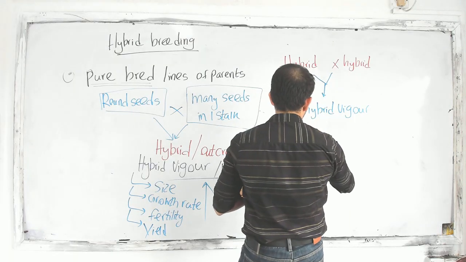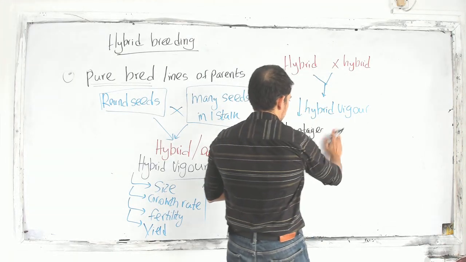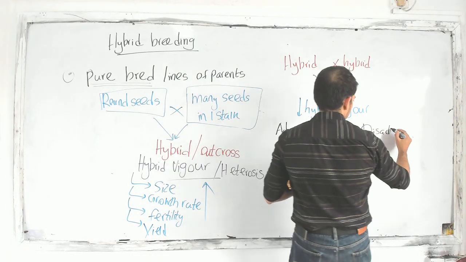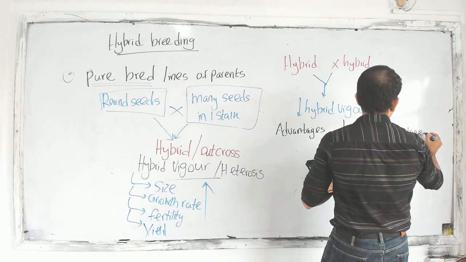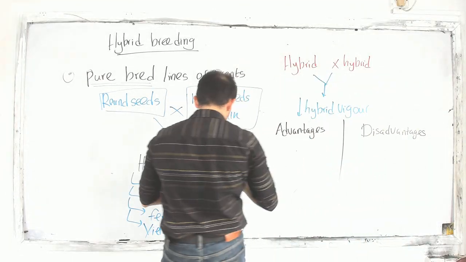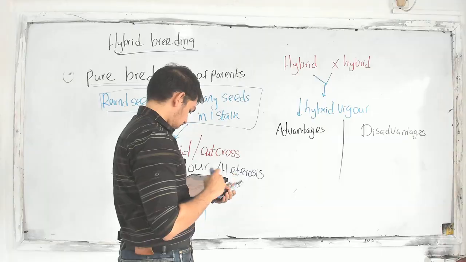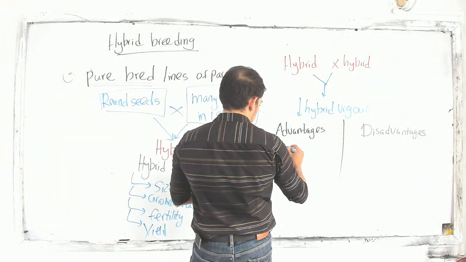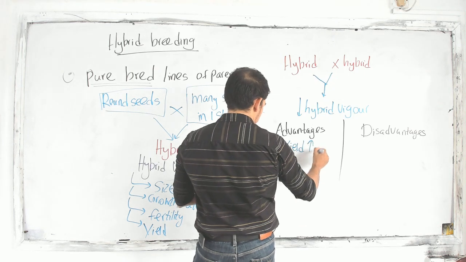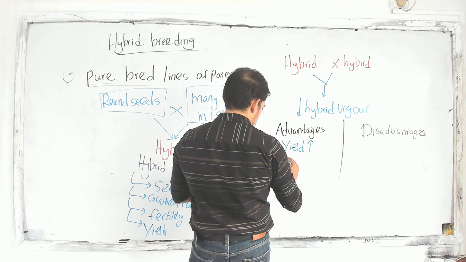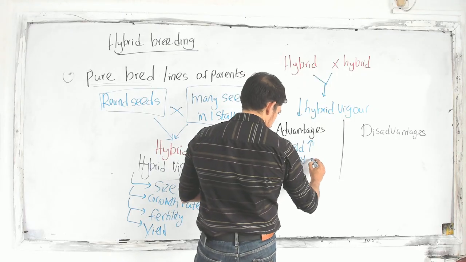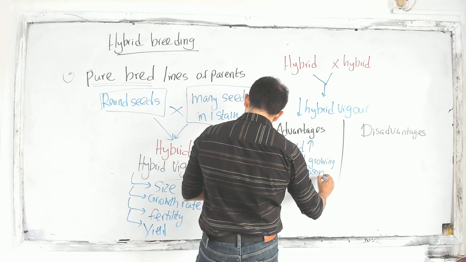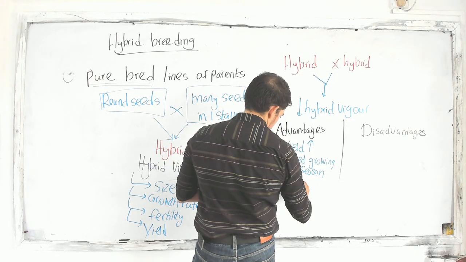So you can make a small comparison, advantages and disadvantages of hybrid breeding. What are the advantages? There are three in your resource. There is yield improvement, extended growing season, quality improvement.